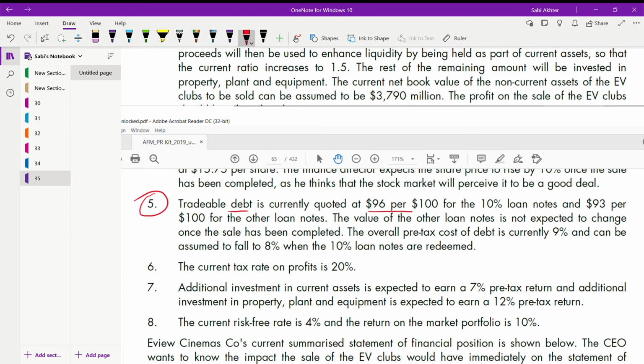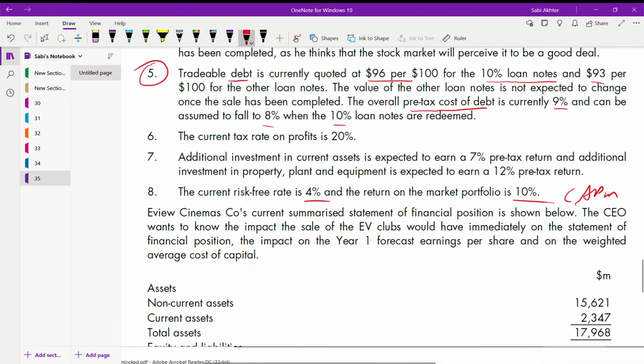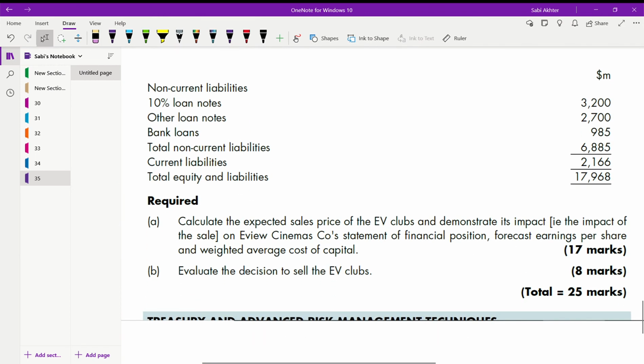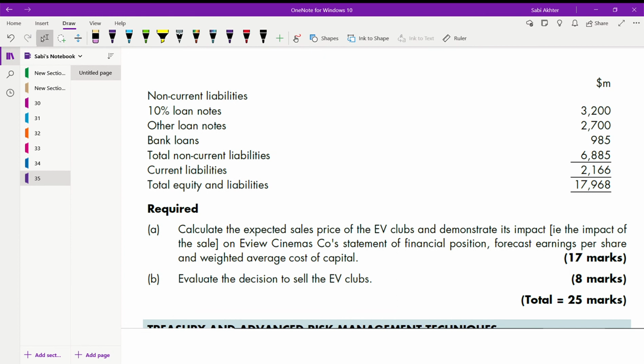The debt is this much, the 10% loan note is this much, and the overall pre-tax cost of debt is this much. Right? This information is there. They have also given the risk-free rate and return. This is your CAPM. Why would they give you CAPM? Only in one condition, when you have to find cost of equity, cost of debt and WACC. So that is this question. And again they have given you a balance sheet. See, no question is there without a balance sheet. And there are only 2 requirements for 17 marks.